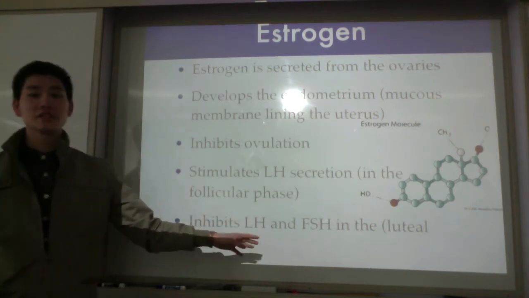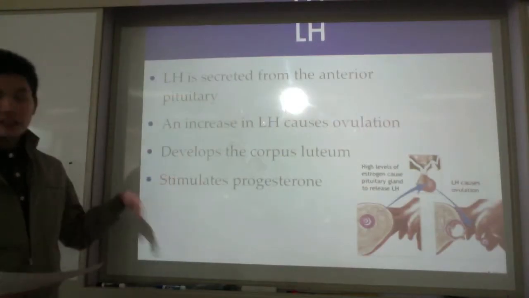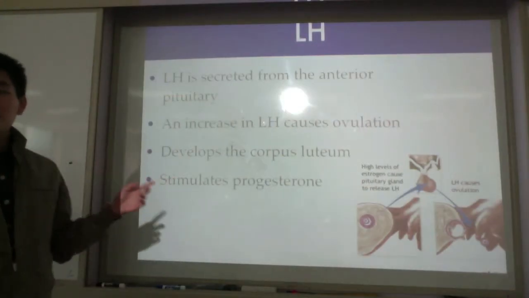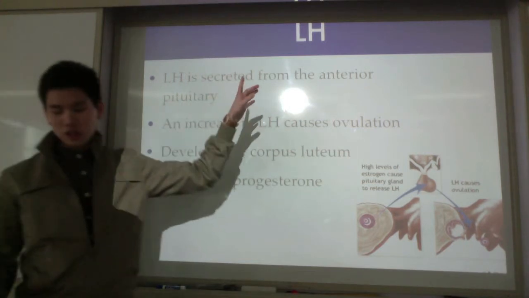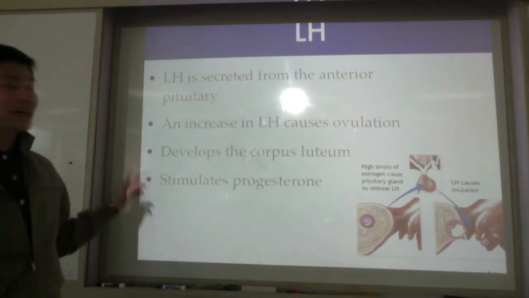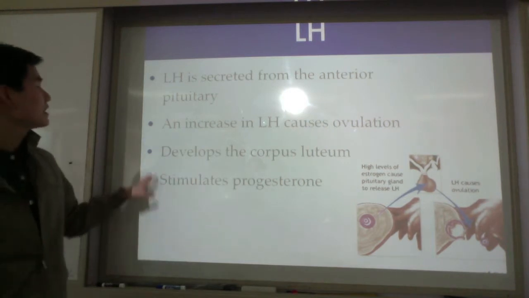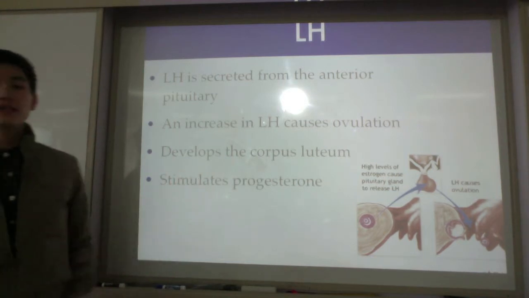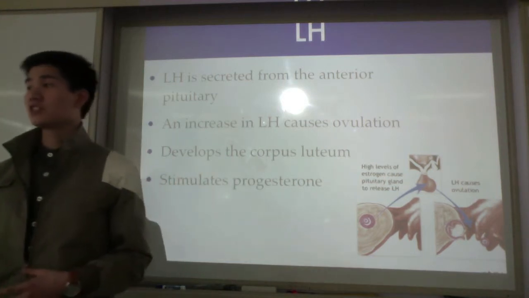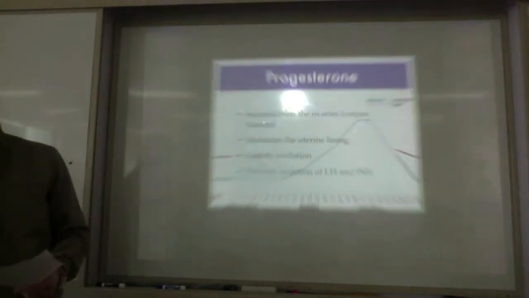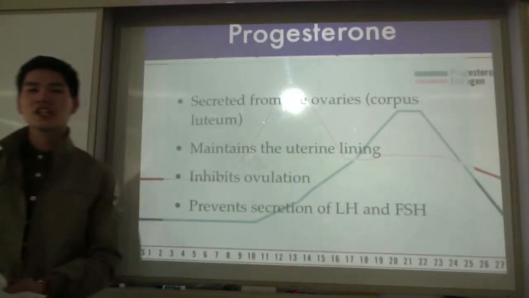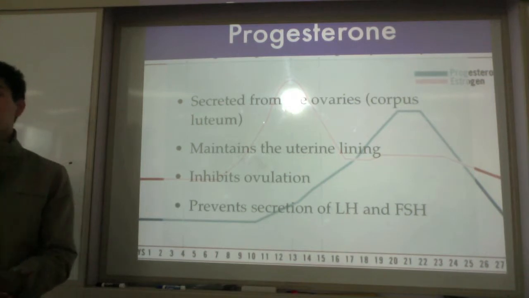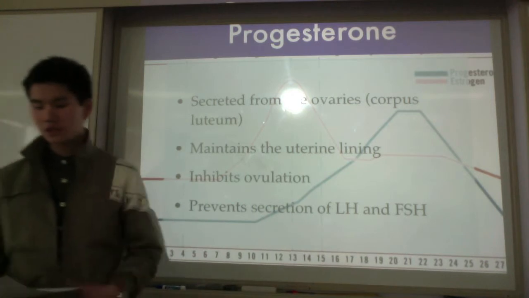Now, the level of estrogen in your body is still increasing, and it eventually causes a rapid rise in LH. LH is the luteinizing hormone, and you see this in the LH surge in the menstrual cycle. This helps to cause ovulation, and it also develops the corpus luteum, and at the same time it stimulates the production of progesterone. The LH surge causes the dominant follicle to rupture and release the mature egg from the ovary, and from there the egg goes into the fallopian tube. This process is what we call ovulation.